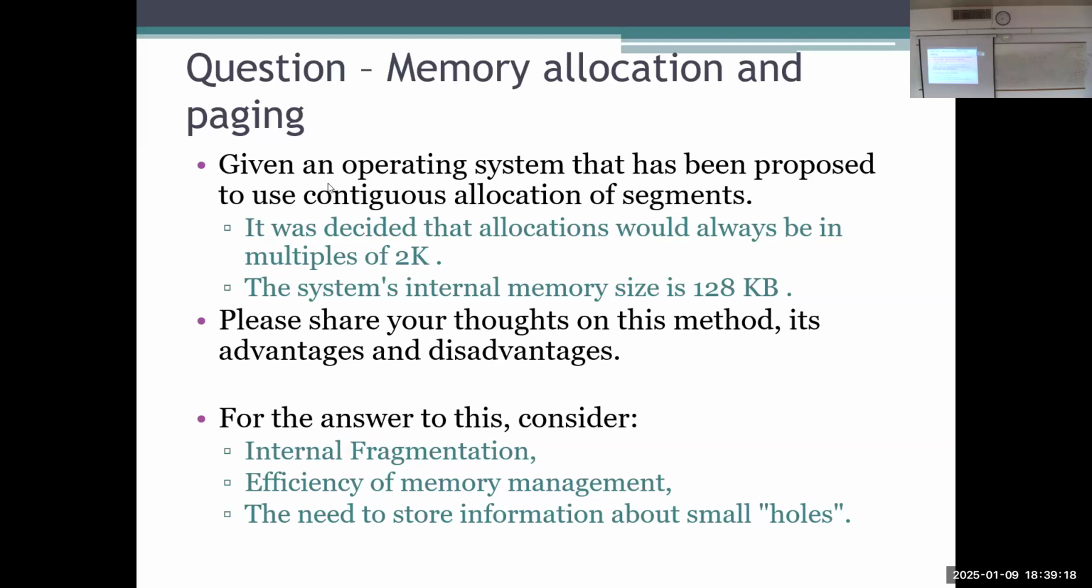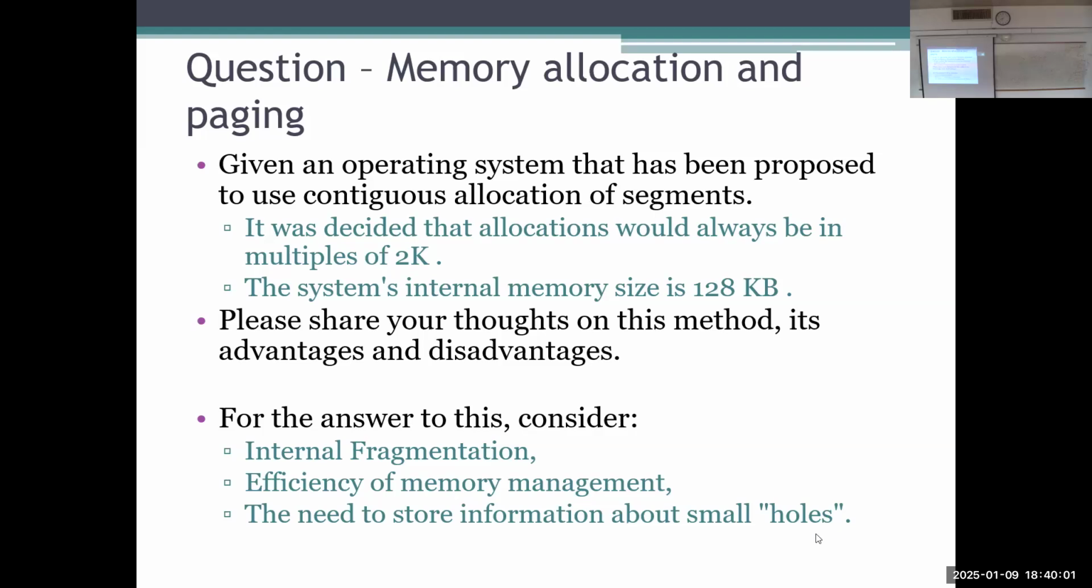Memory allocation and paging. Given an operating system that has been proposed to use contiguous allocation of segments, it was decided that allocation would always be in multiples of 2 kilobytes. Did we do this example? No. The system's internal memory size is 128 kilobytes, so therefore there are 64 possible units, right? Please share your thoughts on this method, its advantages and disadvantages. For the answer, consider internal fragmentation, efficiency of memory management, and the need to store information about small holes.